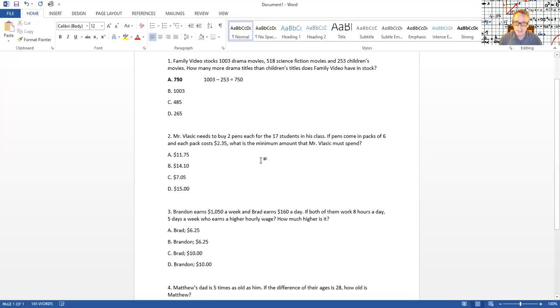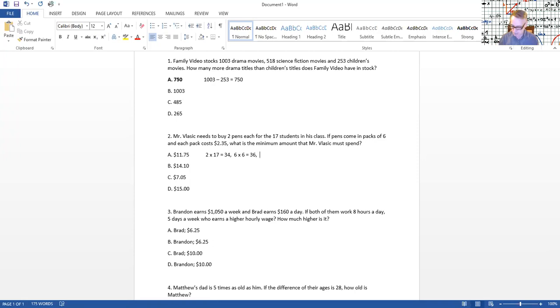So if he needs 2 pens for each of the 17 students, how many pens does he need? He needs 2 times 17, which comes out to 34, right? But the pens only come in packs of 6. So how many packs of 6 is he going to need? If he buys 5 packs, 5 times 6 is 30, not enough. If he buys 6 packs, 6 times 6 is 36. That's more than he needs, but he has no choice. He has to buy them in packs of 6, so it's got to be a minimum of 6 packs. It's going to leave 2 left over. Fine, he can give them away or keep them for himself, doesn't matter. He needs a minimum of 6 packs.